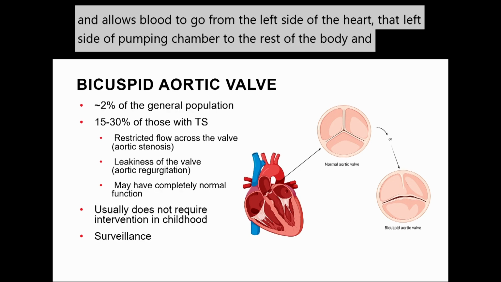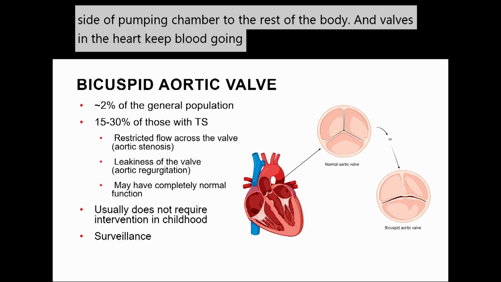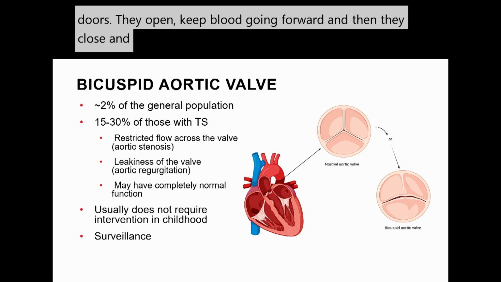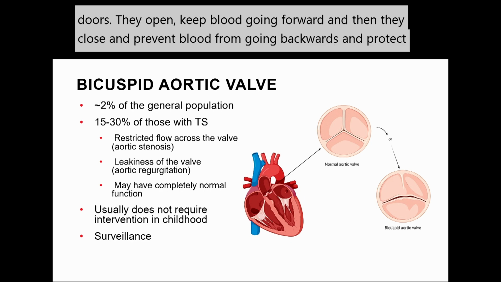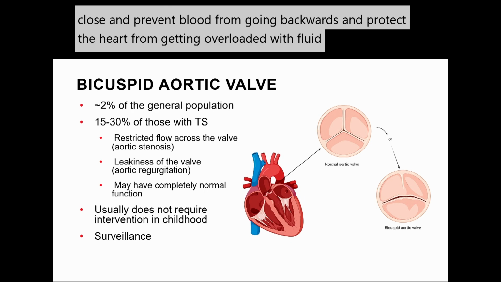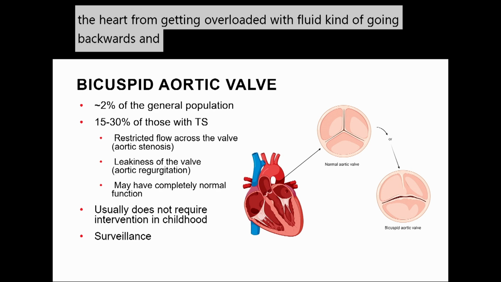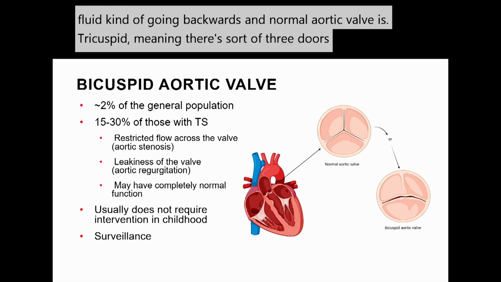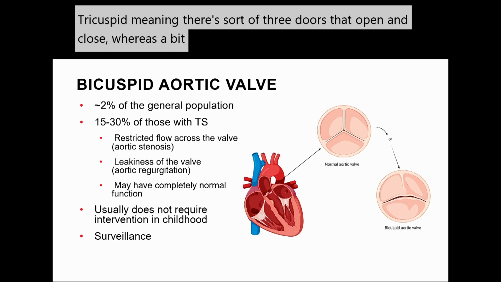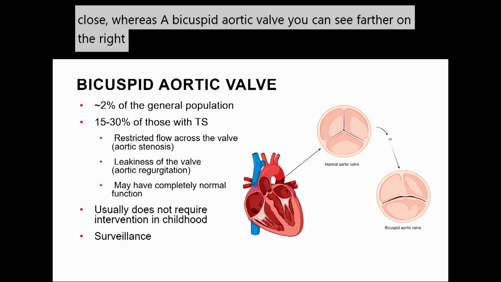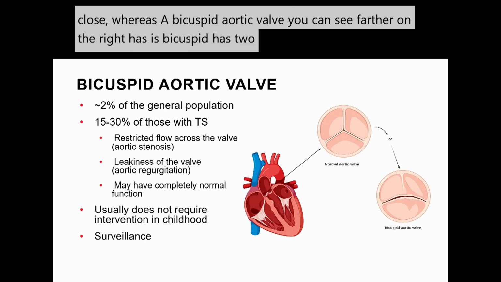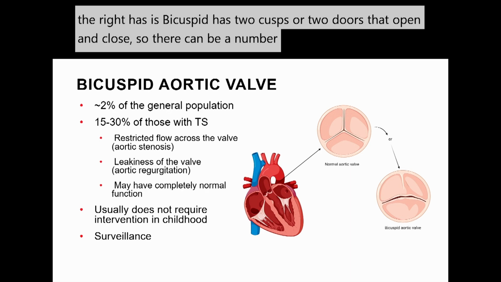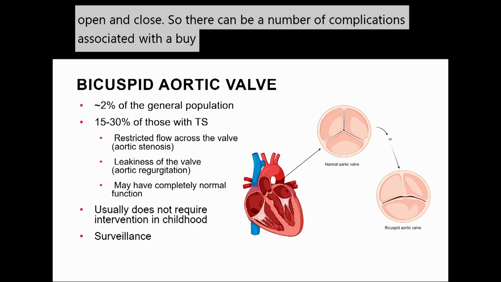Valves in the heart keep blood going forward. They're sort of like doors. They open, keep blood going forward, and then they close and prevent blood from going backwards and protect the heart from getting overloaded with fluid going backwards. A normal aortic valve is tricuspid, meaning there are 3 doors that open and close, whereas a bicuspid aortic valve, which you can see farther on the right, has 2 cusps, or 2 doors, that open and close. So there can be a number of complications associated with a bicuspid aortic valve.